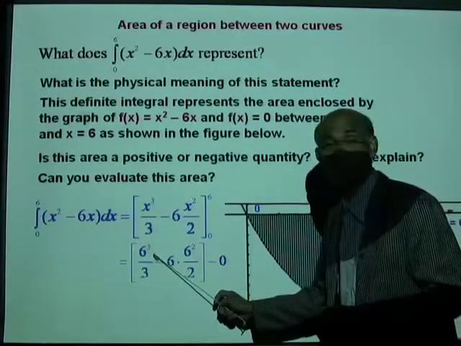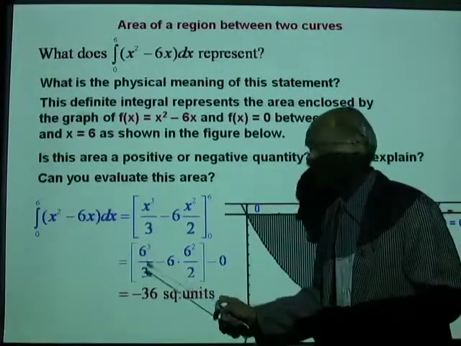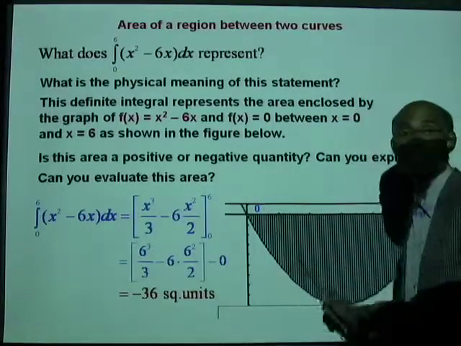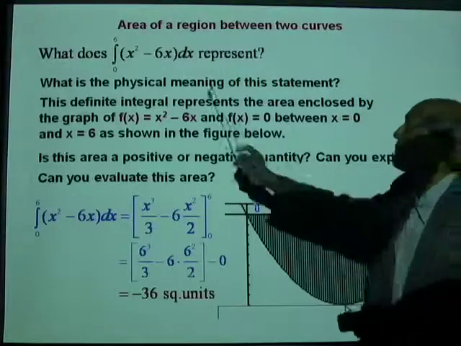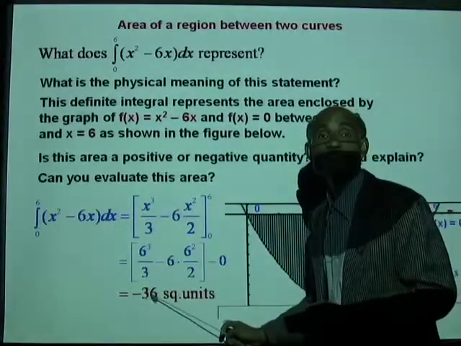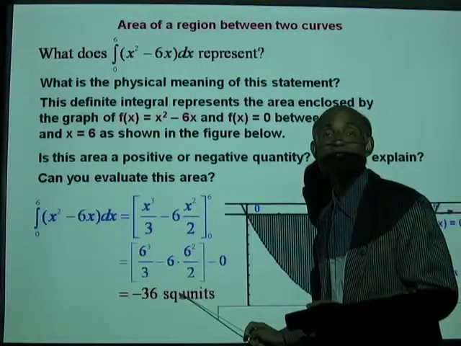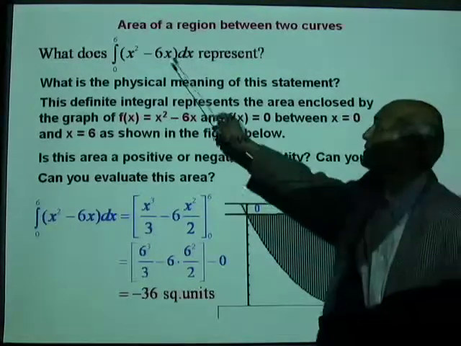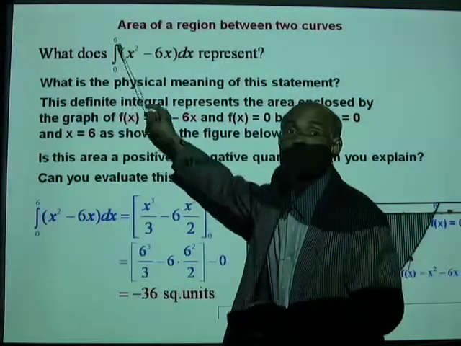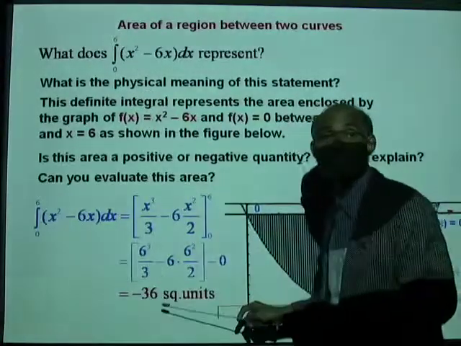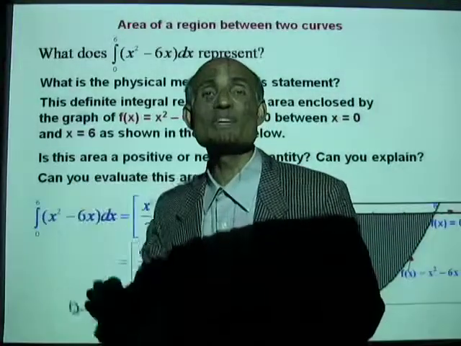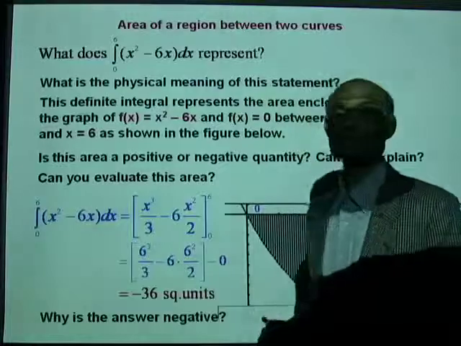Now simplify this. You don't need my help to do that. That will be negative 36 square units is that area. That means the value of this definite integral is negative 36 square units. The area enclosed by the graph of this with the x-axis from x equal to 0 to x equal to 6 is a negative quantity. The area is below the x-axis.